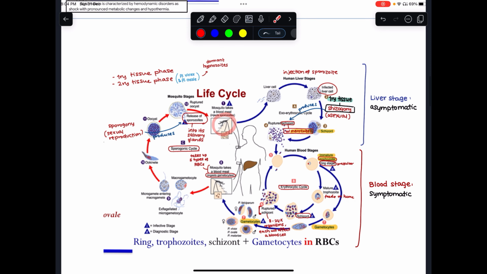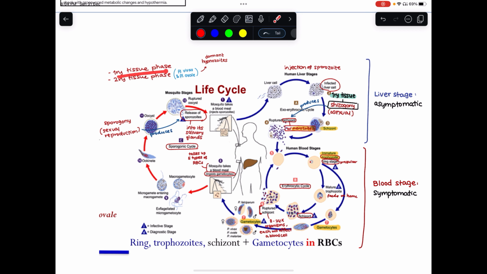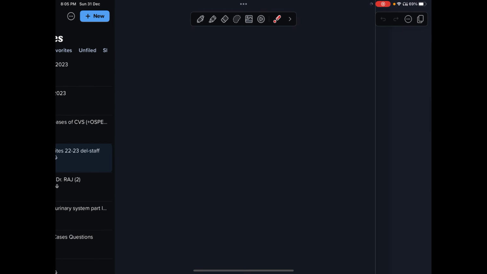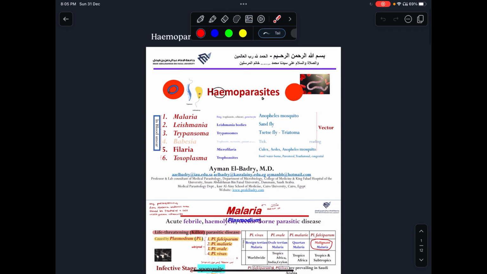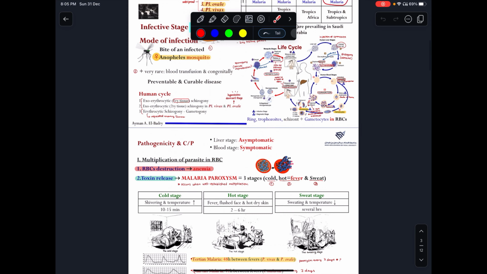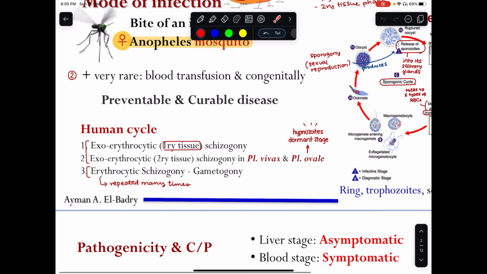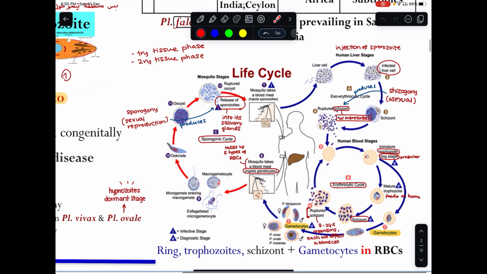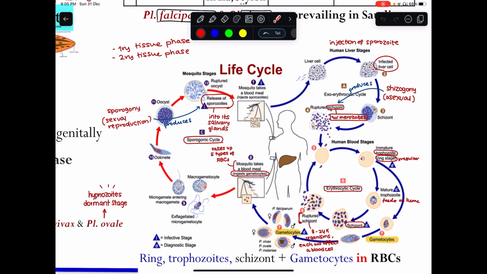So we have our phases. We have our primary tissue phase. Okay, there we are. So here are our stages. So we have our exoerythrocytic stage, which is in the primary tissue, and we explained this. We have an exoerythrocytic stage, which is the secondary tissue. So what is this? So we said that the infective stage over here, it's going to rupture and then infects RBCs.